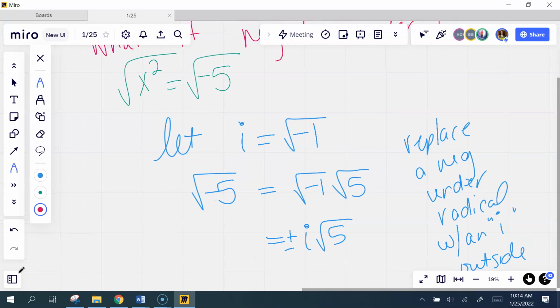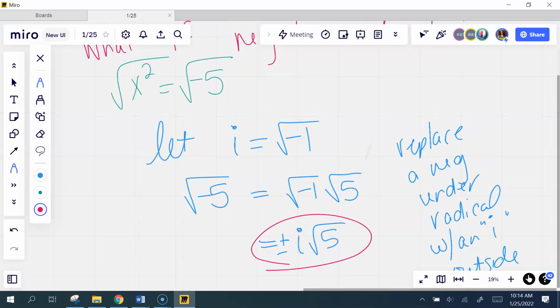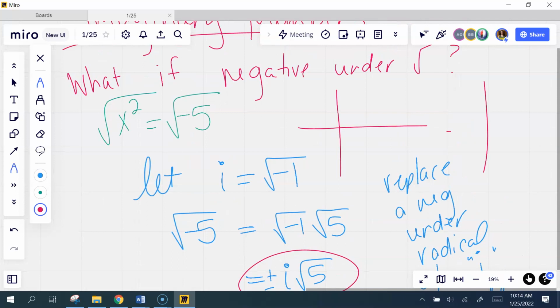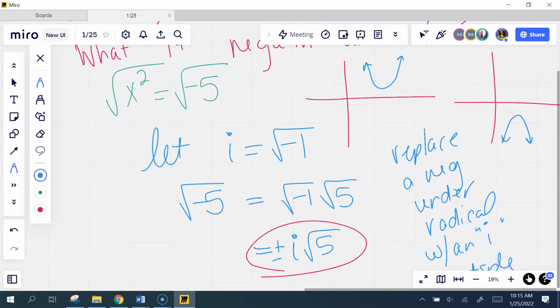If I had something and I'm solving and my solutions look like this, what does that tell me about the parabola? What do the solutions look like on the graph? What's special about that parabola? No solutions. There's no real solutions. We've been saying no solutions, but really there are solutions. Those solutions are just imaginary. So now we won't have no solution, we'll have no real solutions.